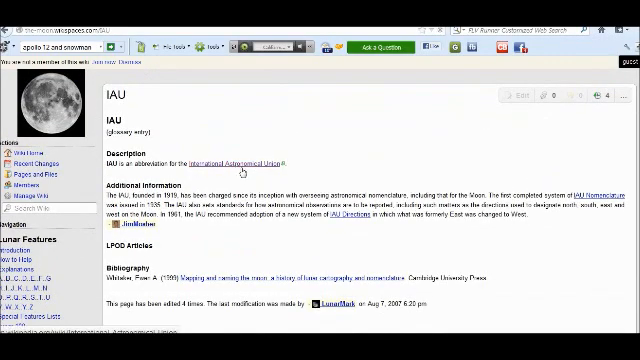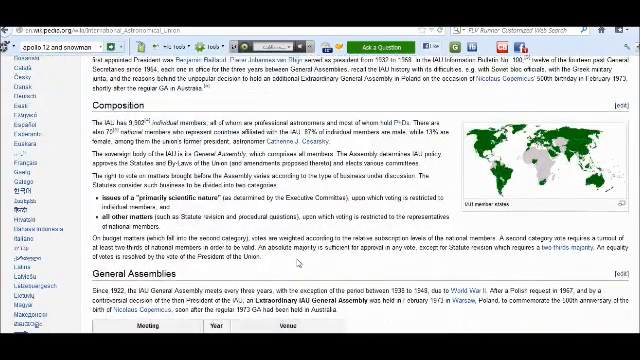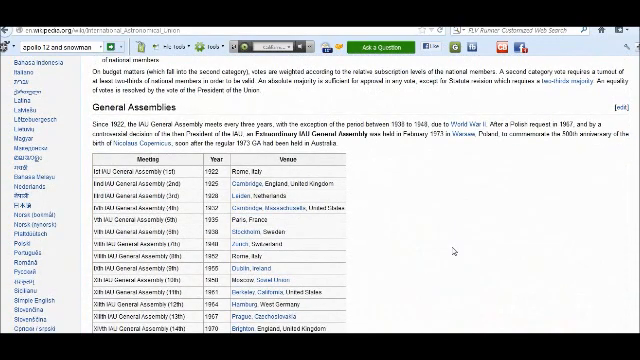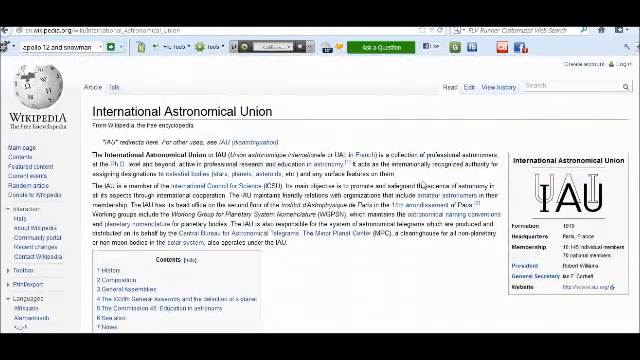If we click on the International Astronomical Union, you will see that the first General Assembly in 1922 was in Rome, Italy. So there's one or two other bits and pieces that I've found, but I think I'll better not go into it too much now. Have I shown you this?